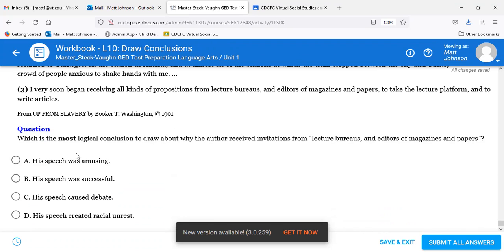So which is the most logical conclusion to draw about why the author received invitations from lecture bureaus and editors of magazines and papers? Because his speech was amusing, his speech was successful, his speech caused debate, his speech created racial unrest. B. There you go. B, his speech was successful. And we'll run through them real quick here.